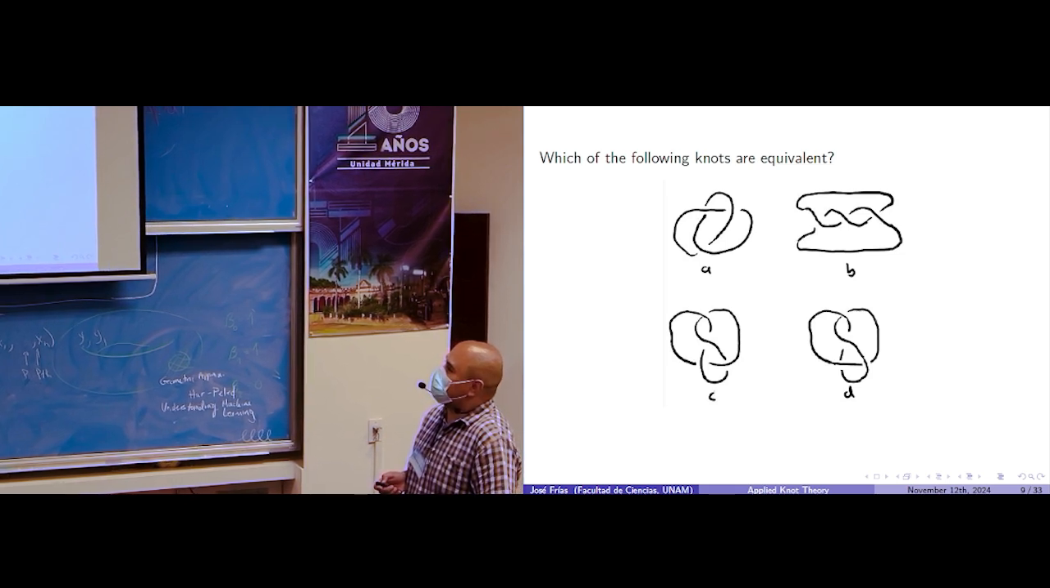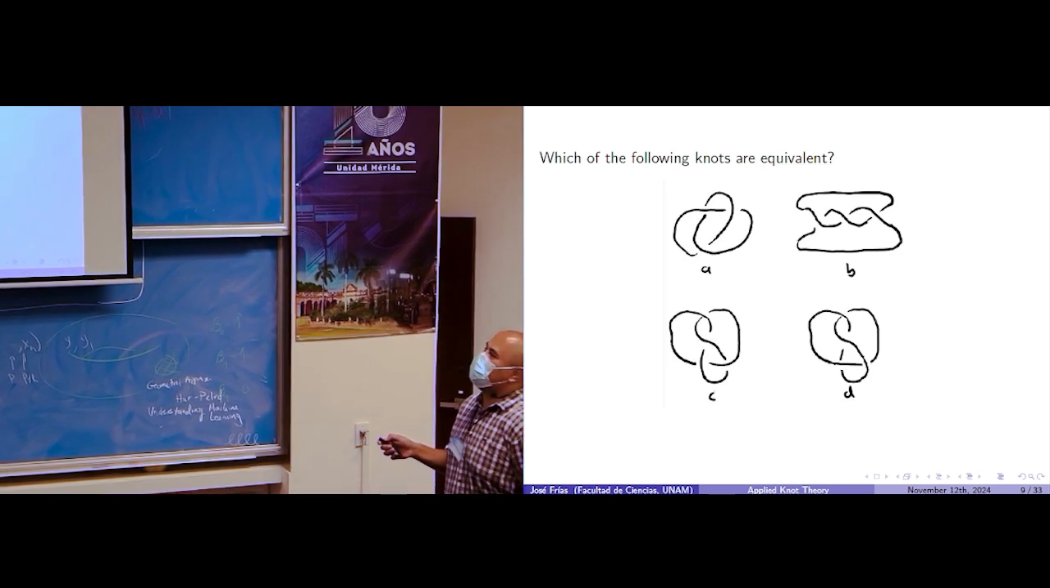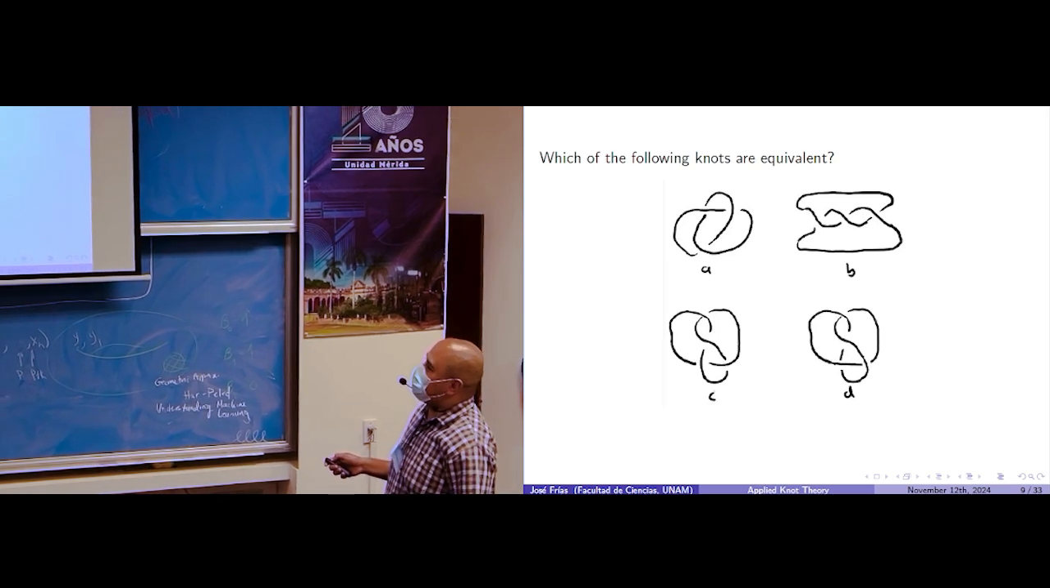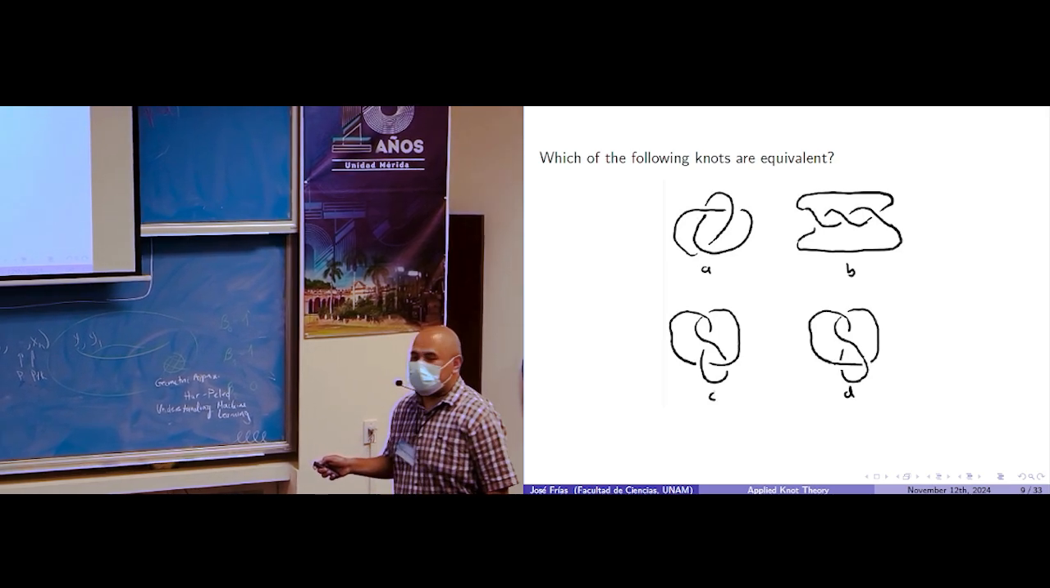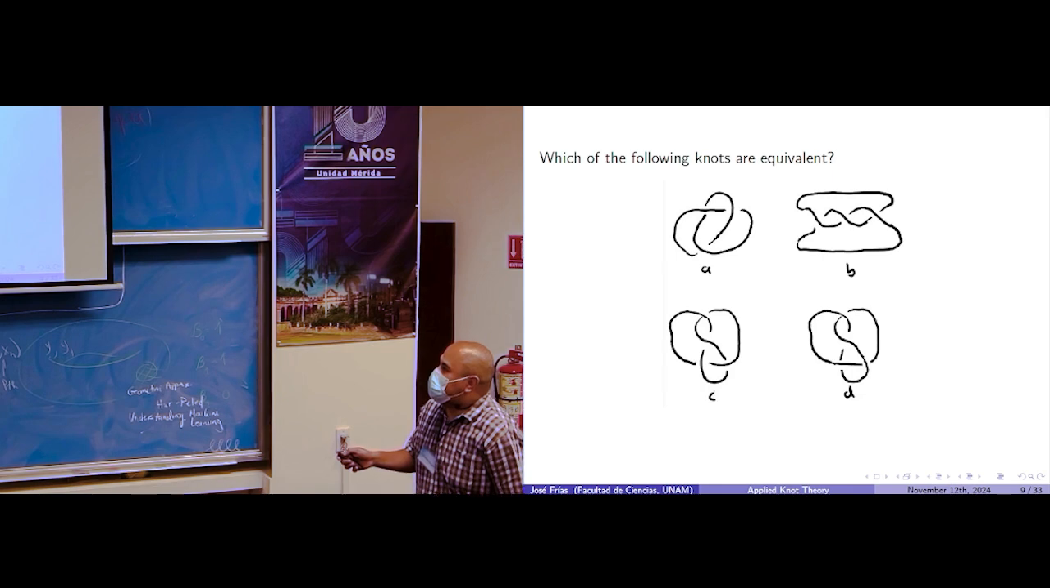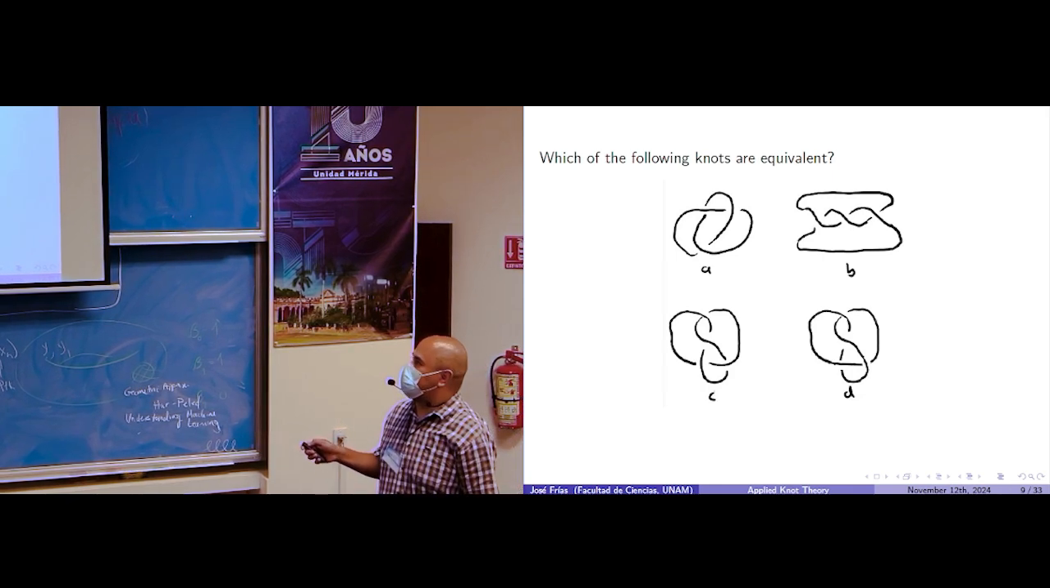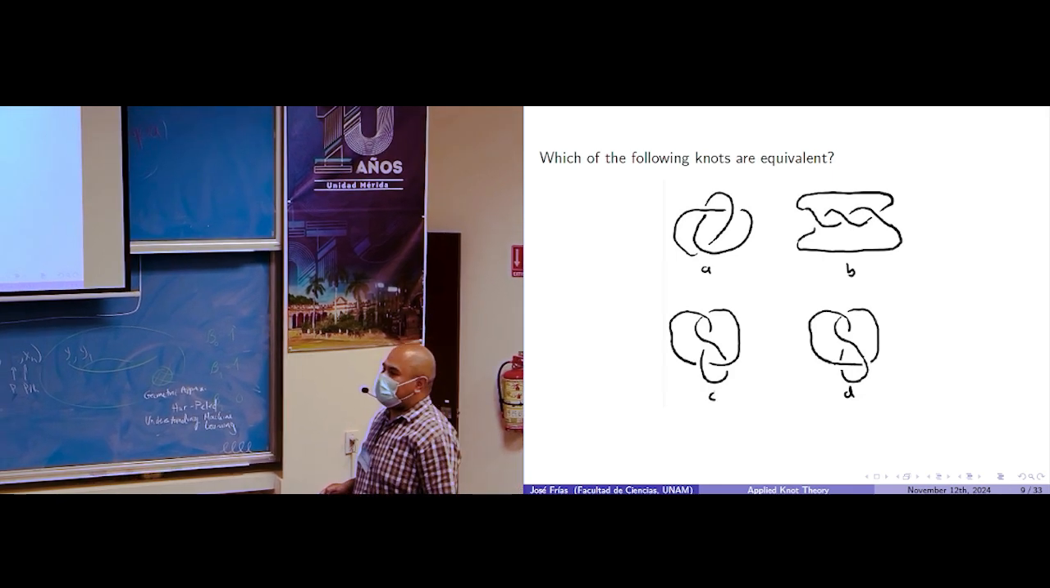A and C, no. No, the answer here is A, B, and D are equivalent, and C is different, right? So, I mean, it's not obvious. You should perform a sequence of Reidemeister moves. Sorry?